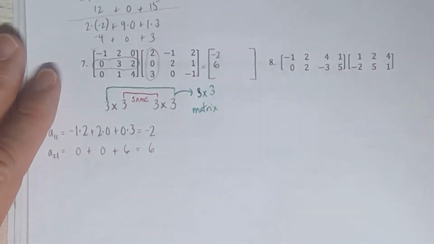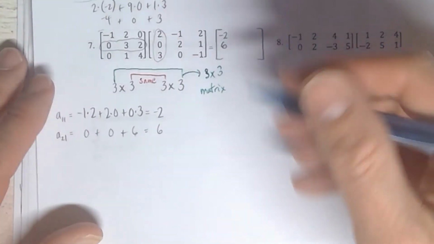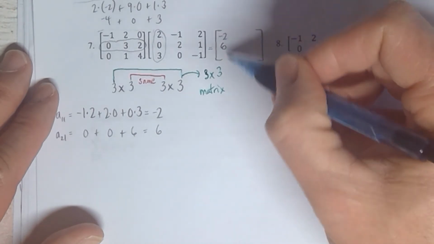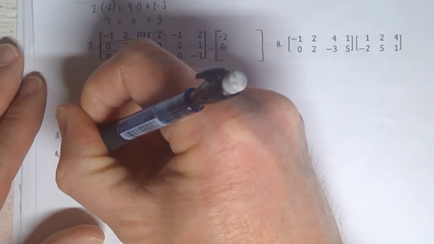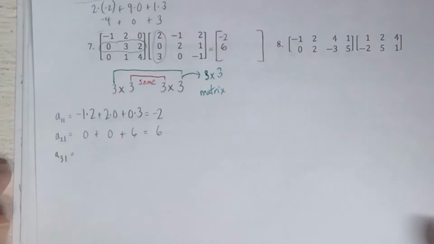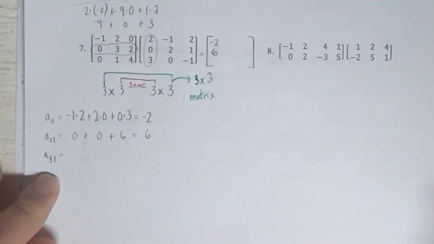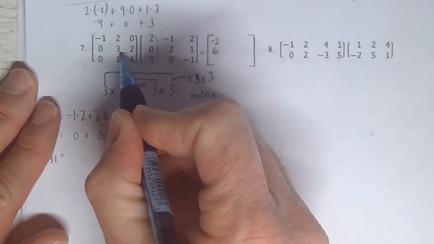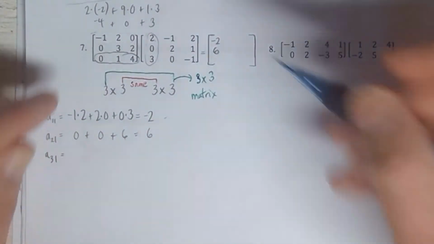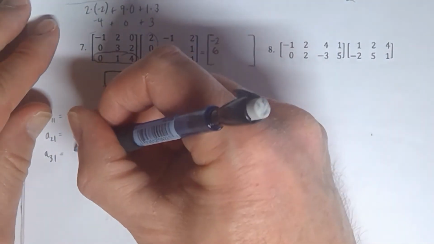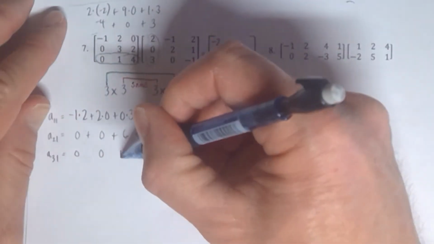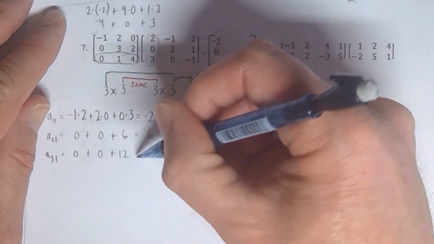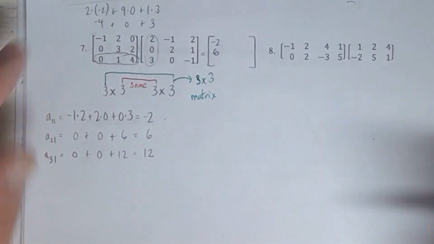And so now, what's the one underneath that? That is third row, first column. Third row, first column. So we call it 3, 1, when we give it its name. So third row, first column: 0 times 2 is 0, 1 times 0 is 0, and 4 times 3 is 12. Final answer there is 12.